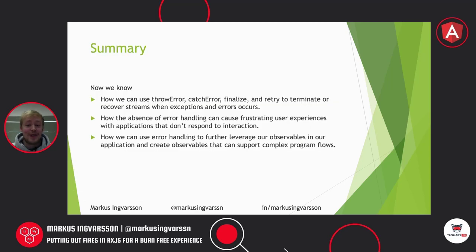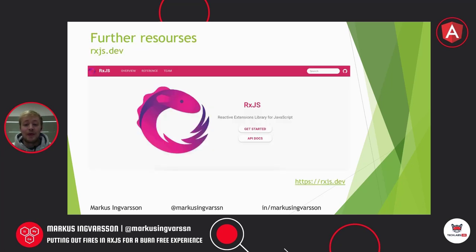So, to summarize this talk, now we know how we can use throw error, catch error, finalize and retry to terminate or recover streams when exceptions and errors occur. How the absence of error handling can cause a frustrating user experience with applications that don't respond as expected, and how we can use error handling to further leverage our observables in our application and create observables that can support complex program flows. For further reading, you should definitely check out the RxJS documentation.